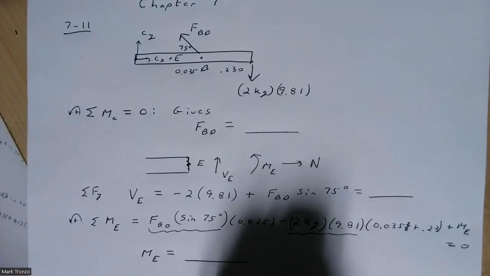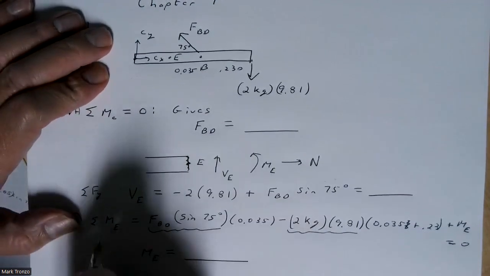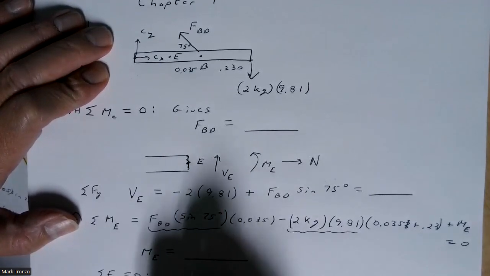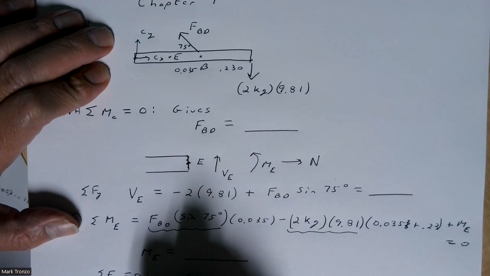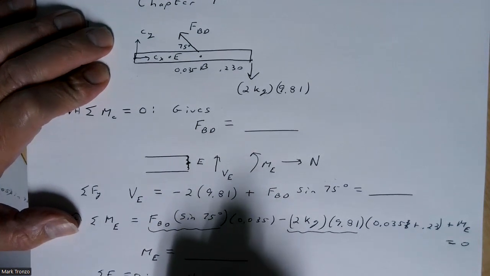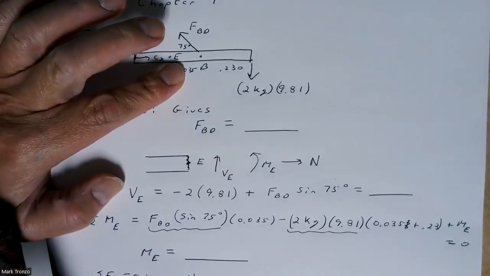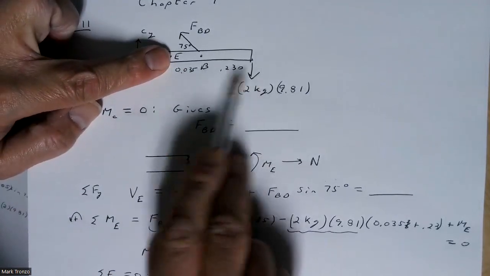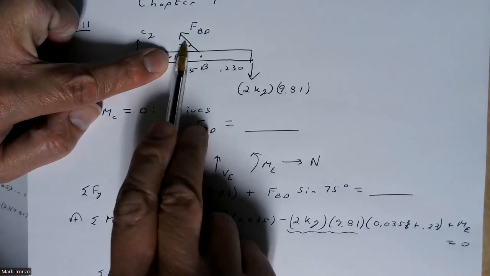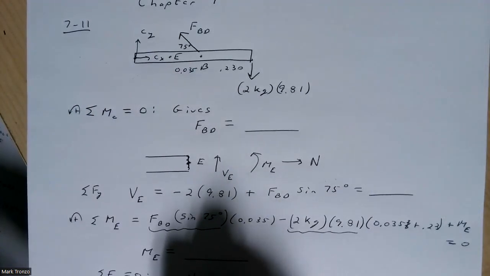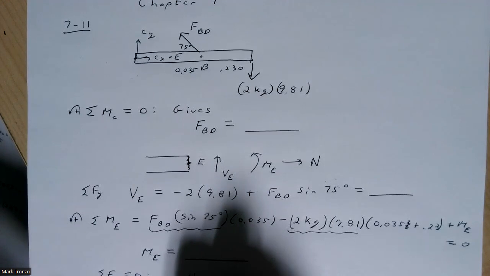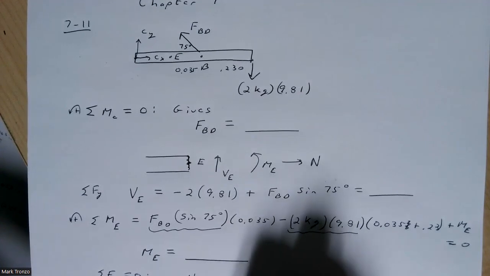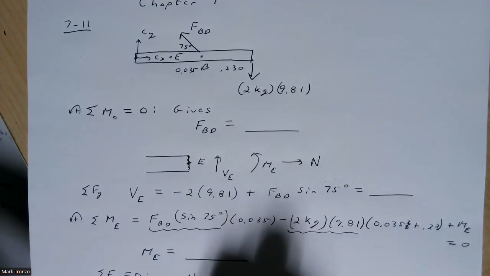And finally, to find the N, sum everything in the X direction. So you could do N, and the only other thing you have in the X direction to the right of E is just this force here. And so that's going to be N minus whatever you got for your FBD cosine of 75 degrees equals 0. And that will give you your N.